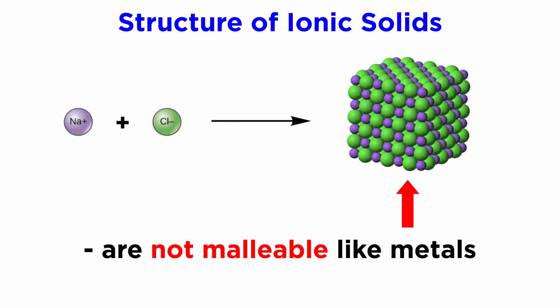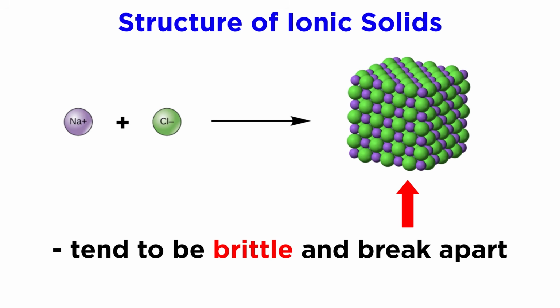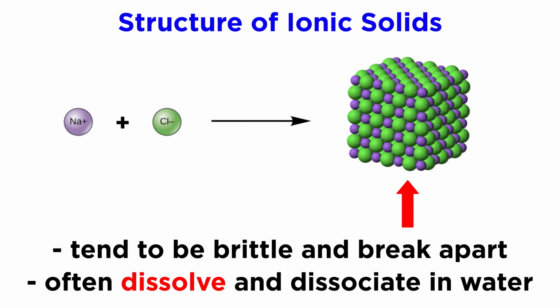Ionic solids are not malleable like metals, nor do they conduct electricity in the solid form, as their electrons are not delocalized. They tend to be brittle and break apart. They also tend to easily dissolve in water, where the ions can dissociate from one another and become solvated by water molecules, at which point the resulting solution will conduct electricity.